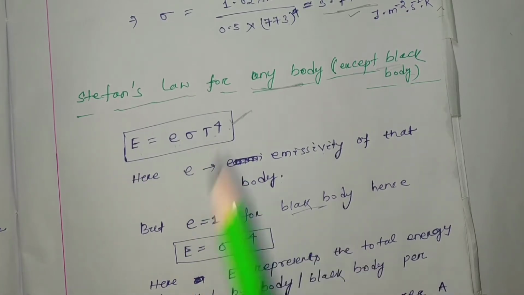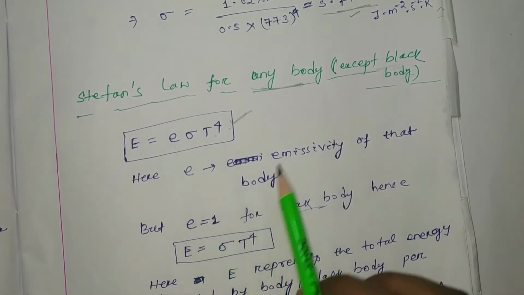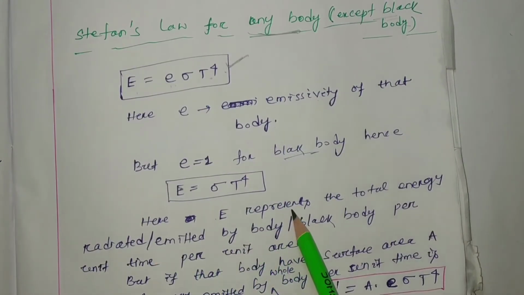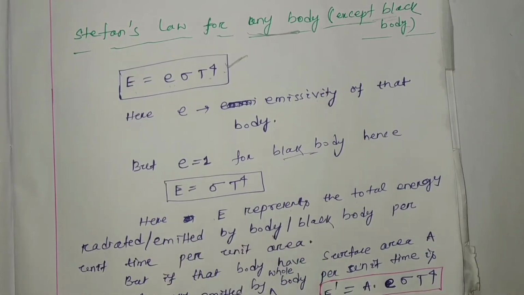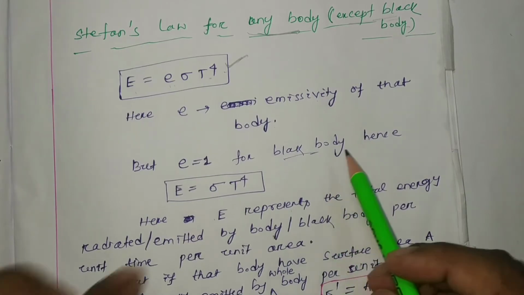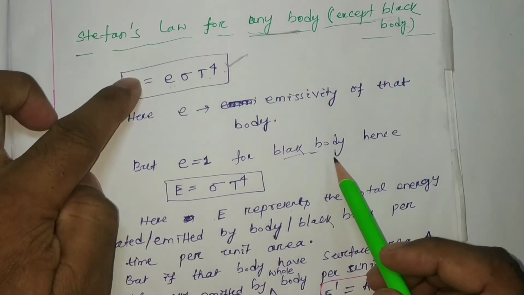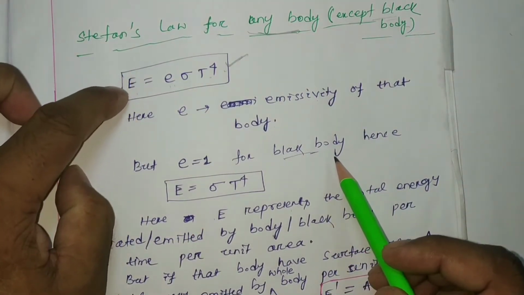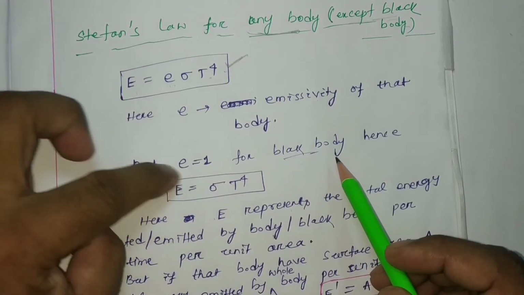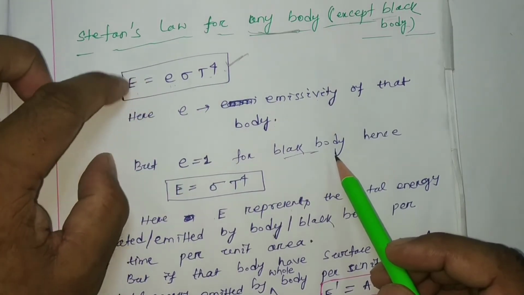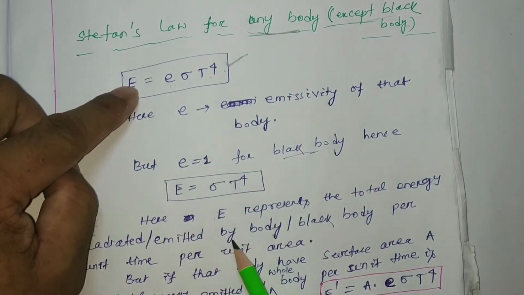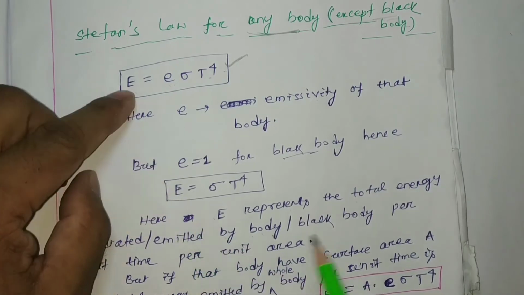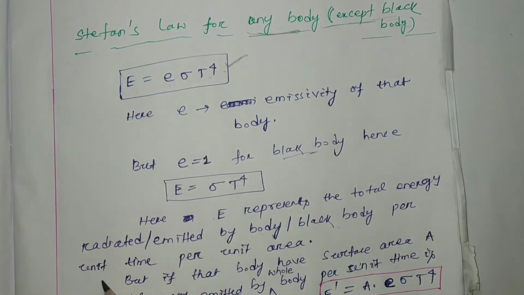Okay, and remember always, here E represents the total energy radiated or emitted by a body or black body. Either you can consider this equation, here the E or here the E. If we consider this E, then it will be for a body. This E belongs to the black body per unit time, per unit area.